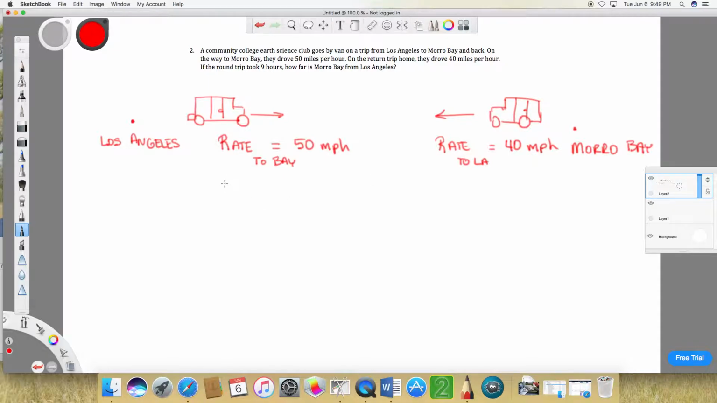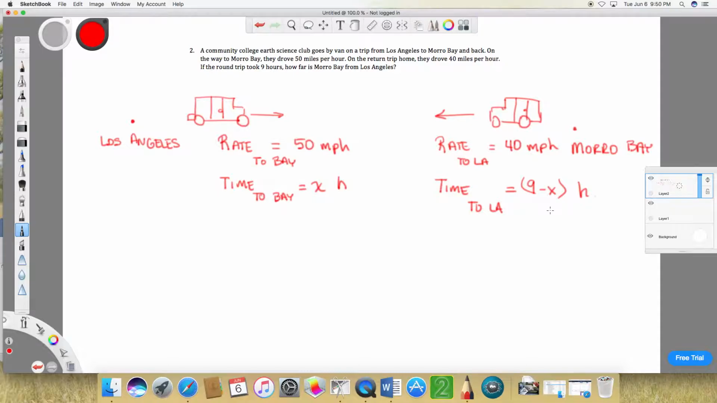Now, we don't know the time that it took to go to the bay, so I'm going to call that X, and that's in hours. And the expression then that I'm going to use for the time getting back to LA, if the total trip took 9 hours and X hours was spent going there, then 9 minus X is the length of time in hours that it takes to return back home to LA.